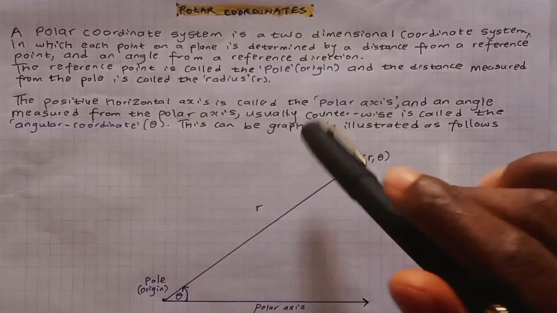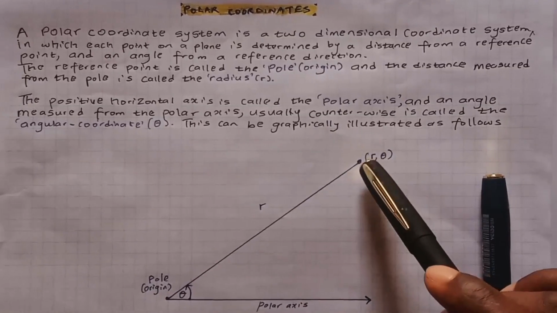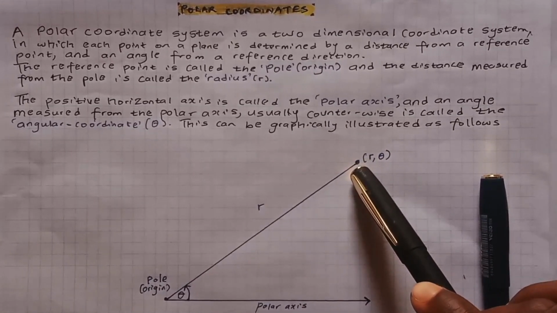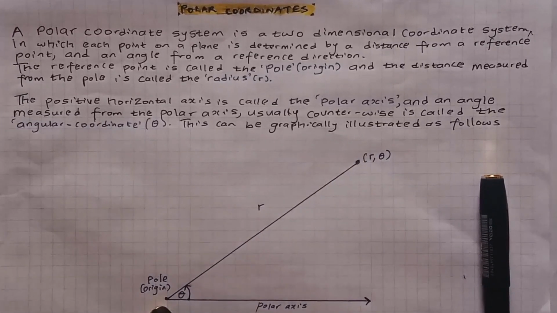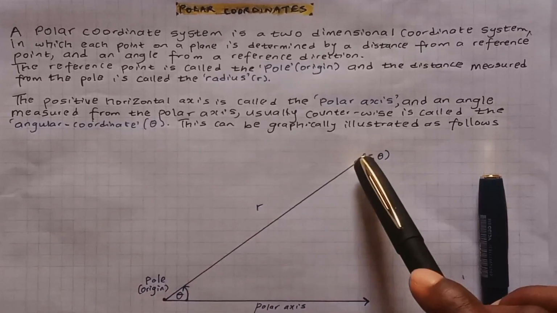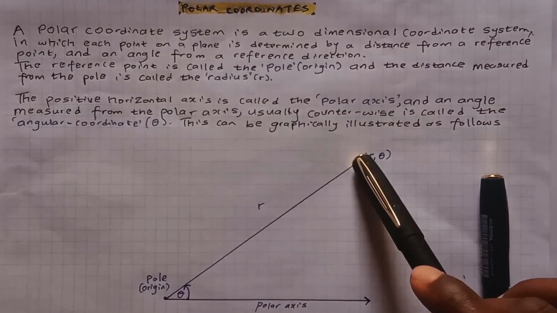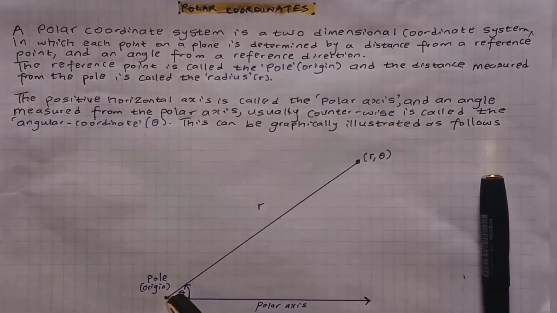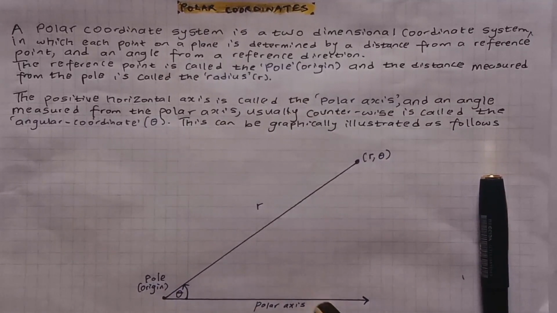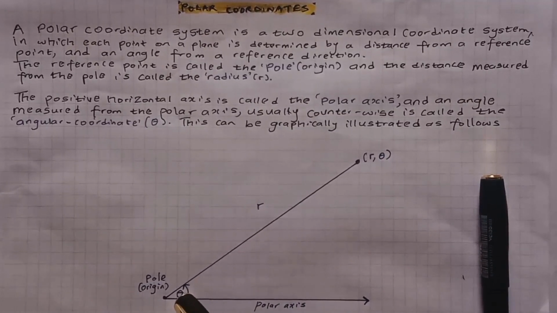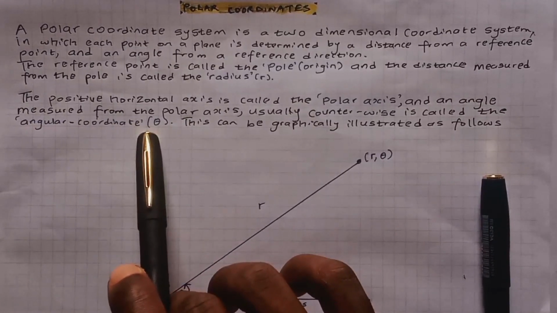All of what we have said here is represented graphically as follows. If I have a point on a plane, that point is with respect to a reference point called the pole. The distance from the point to the pole is called the radius. Then there's an angle measured with respect to the positive horizontal axis called the polar axis. If you measure an angle from the polar axis to touch the radius, you have formed what is called the angular coordinate.